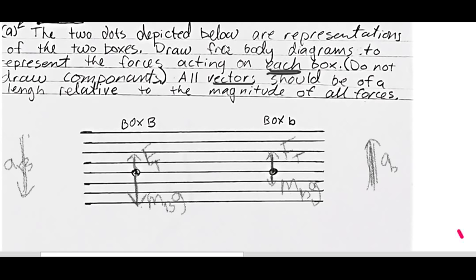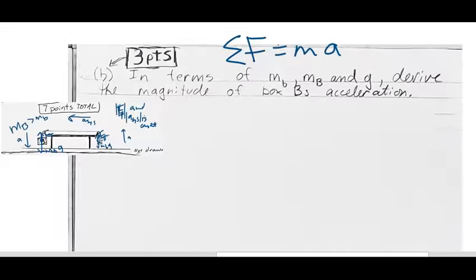Okay, and the points for this, you got 2 points. If you drew the 2 weights and this one was smaller, then you get a point. If you drew the 2 forces of tension and it was smaller than the weight of the big box and larger than the weight of the small box, and both forces of tension were equal, then you got another point.